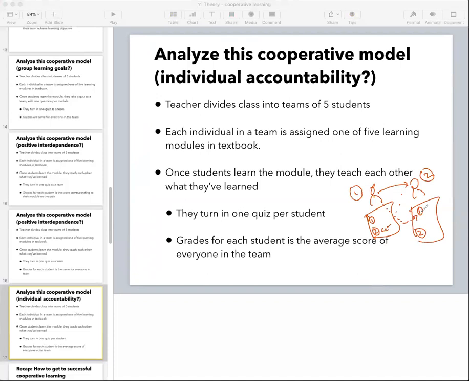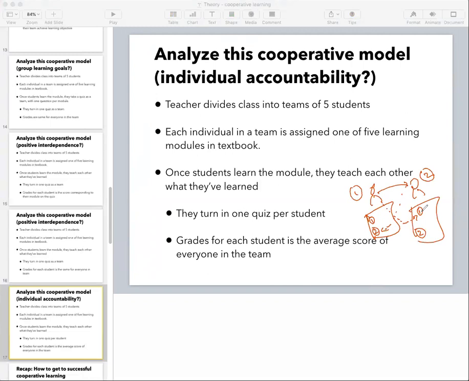So if you want to do well on your quiz, you need each other's help. And so if we just stopped here and said, everybody turns in 1 quiz per student and everybody is graded on their own quiz, there's already positive interdependence. But we've changed that a little bit more. And now we're going to say that the grade for each student is the average score for everybody on the team, right? So now analyze whether this has individual accountability. Pause the video and make your own hypothesis. Okay, now hopefully you have a guess about whether this has individual accountability or not.